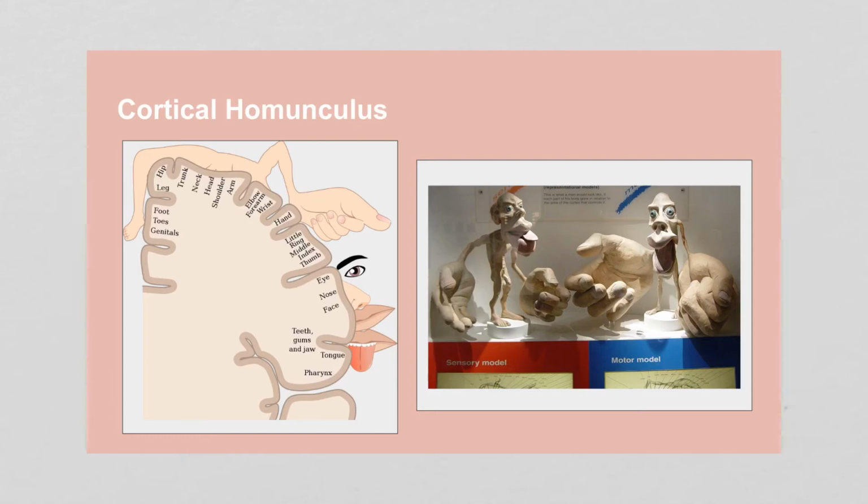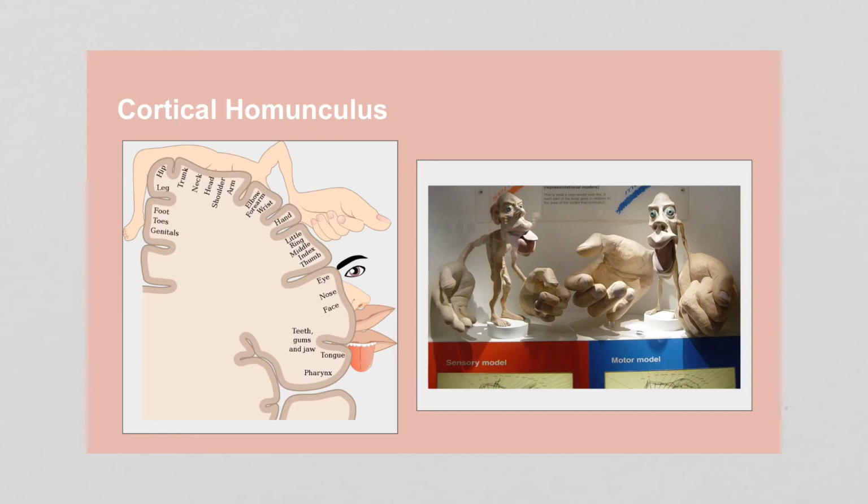And so here are these sculptures. I love these sculptures. This is a sensory model, and this is a motor model. The size of the different parts on the sculpture represent how much of the brain is dedicated to those regions. So look at how much sensory space is taken up by the hands, and motor space, it's even more. The mouth area as well takes up a very large amount of space.